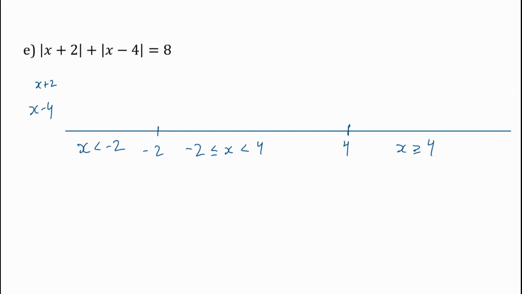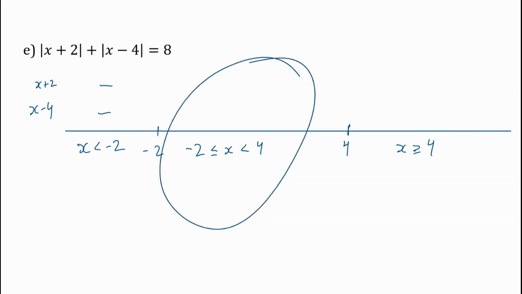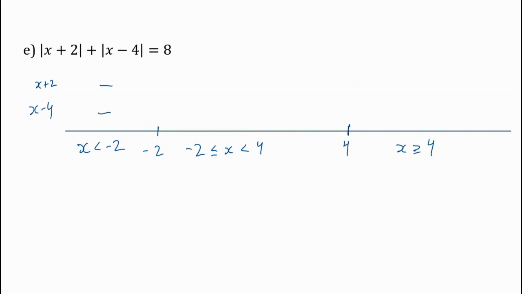So -10 plus 2 is negative. -10 minus 4 is negative. How about 0 for the middle interval? 0 plus 2 is positive. 0 minus 4 is negative. And again, how about 10? 10 plus 2 is positive. And 10 minus 4 is +6, so positive.